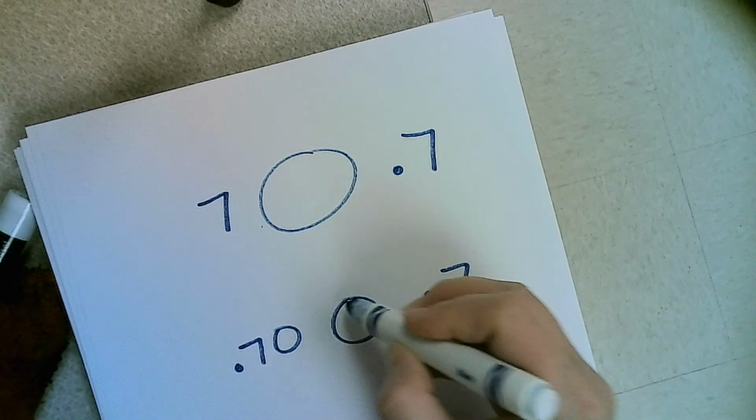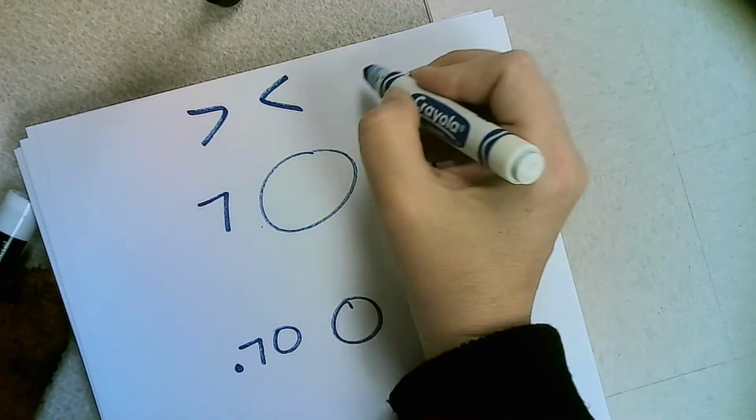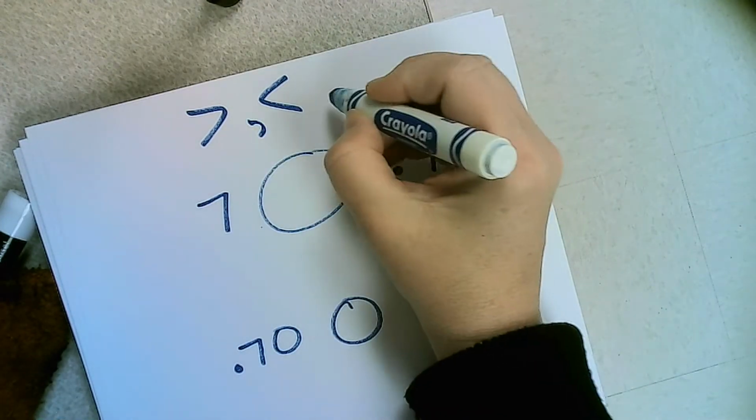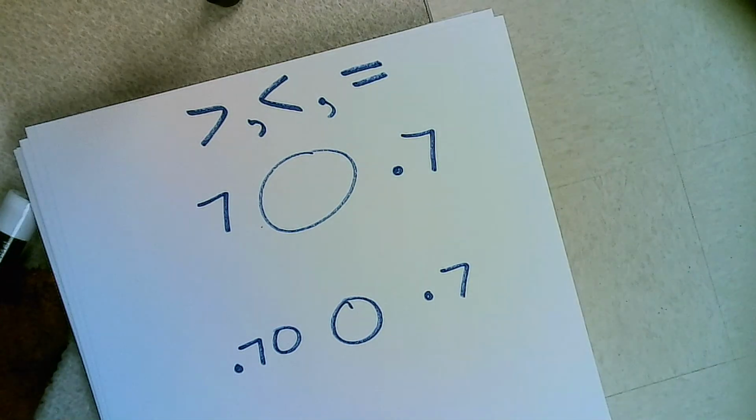So we're going to review some comparing. We're going to be choosing from greater than, less than, or equal to. Now, you can do these multiple ways.